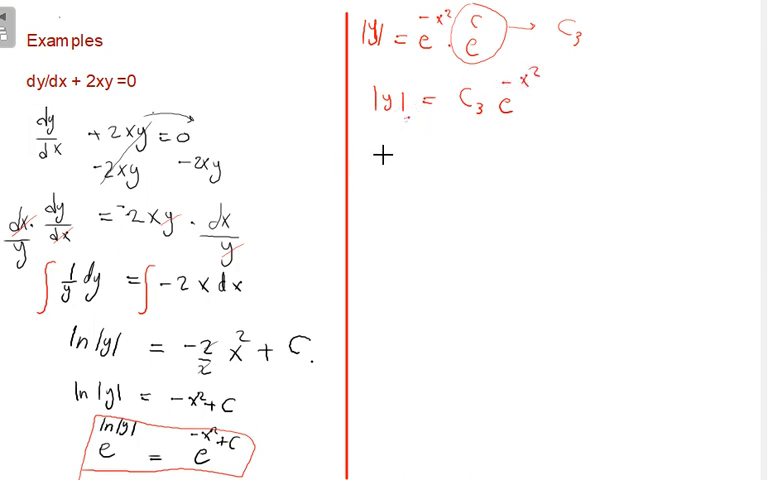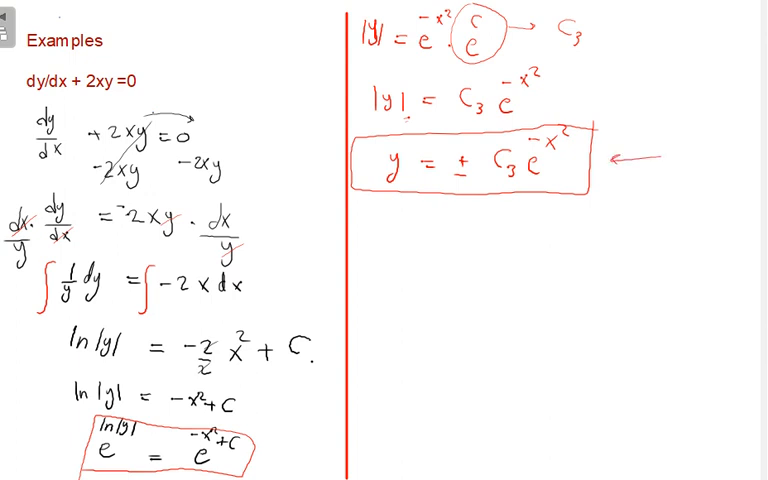To take away the absolute value, y equals plus or minus c3 times the exponential of minus x squared, and this is the solution. Now we have solved the differential equation; we got the function y in terms of x. Since there is no initial condition imposed in this problem, we are done.